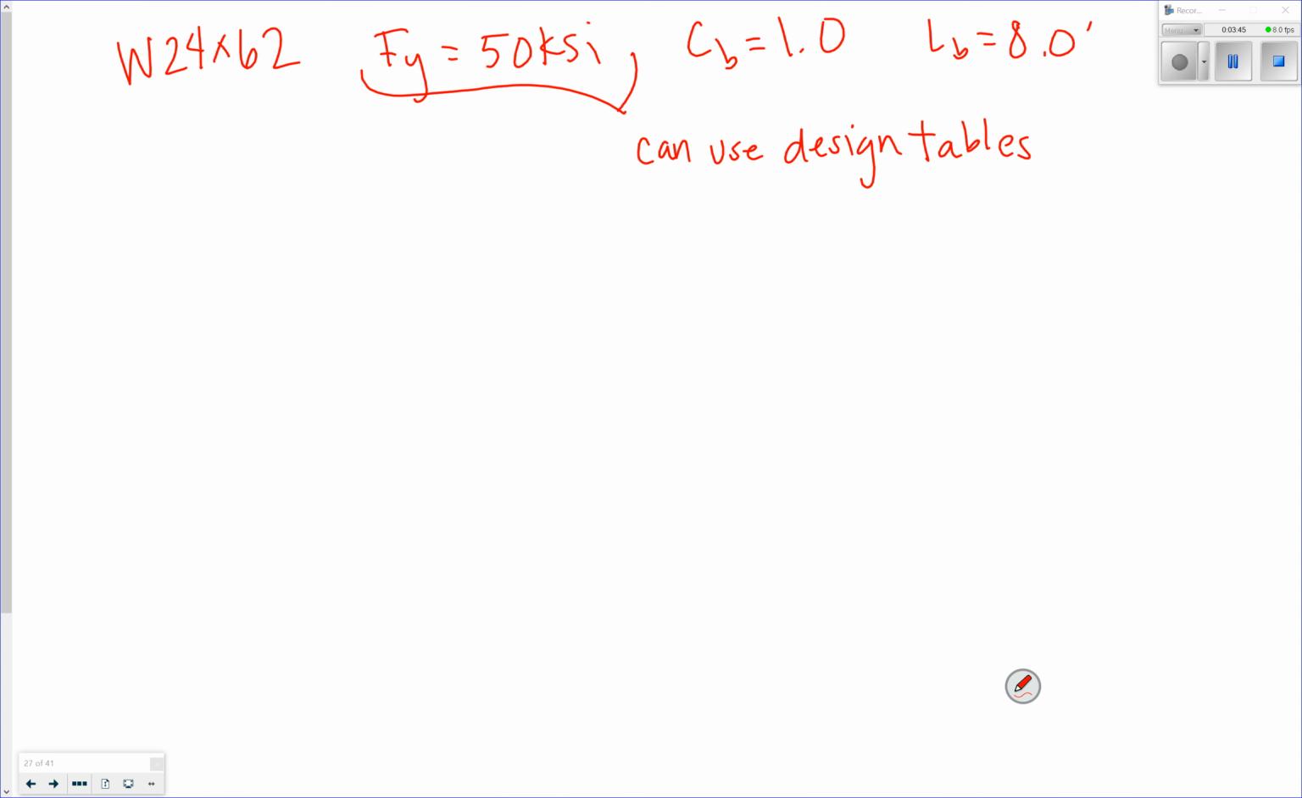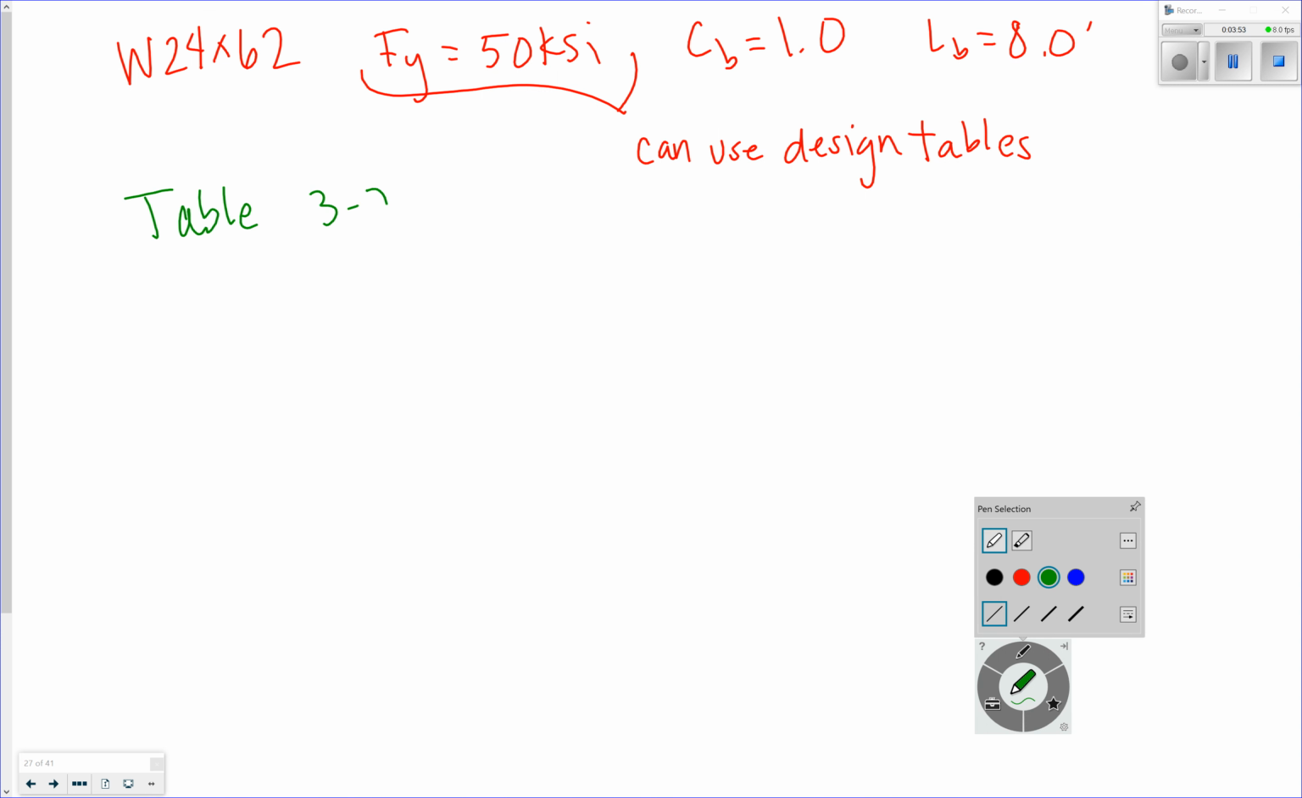Okay, so I'm going to go to Table 3-2 and look for a W24x62. There it is at the top of page 3-25.